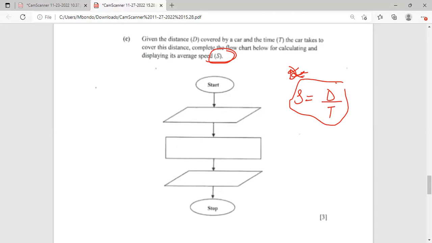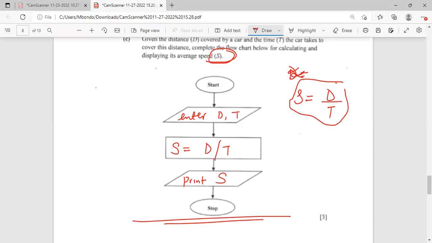So if this is the formula, we already have start. If it was not given, we could have done it. The second one, what is the second one now? Enter. What are we entering? I'm sure you know. It's going to be D and T. Then at this point, we write the formula: S is equals to D slash T. Then here, what do we print? Here we say print S. Then this is stop, which is already given.